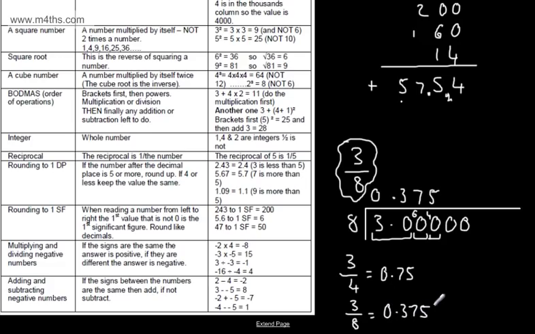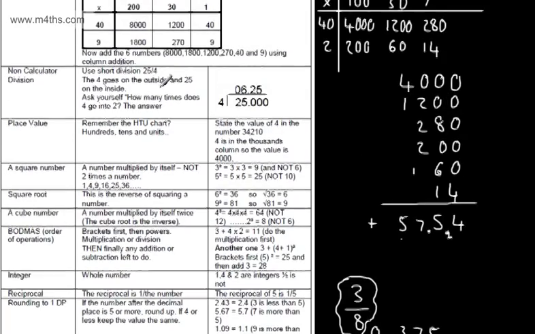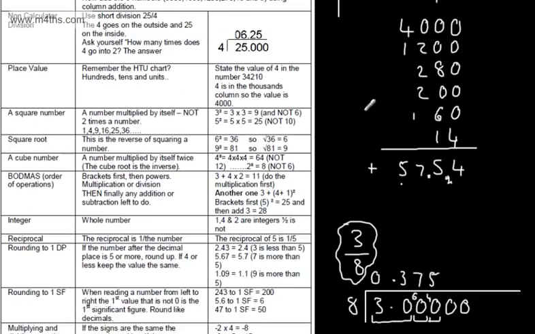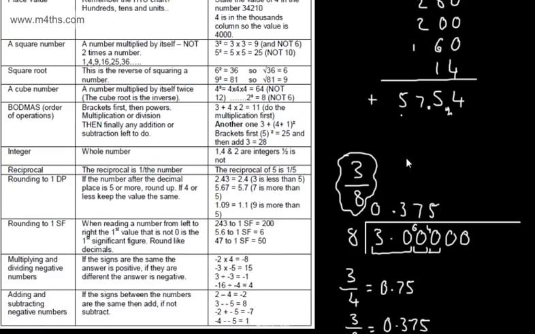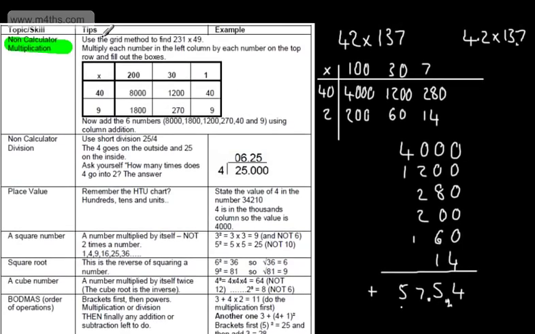Again, when you're doing your revision, have a calculator to hand. So that now is non-calculator short division. With both of these methods, it's just one of many different ways that you could do it. So we've done that one. Let's cross that one off.